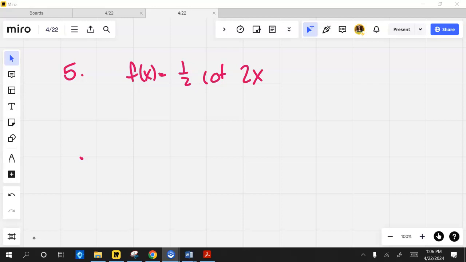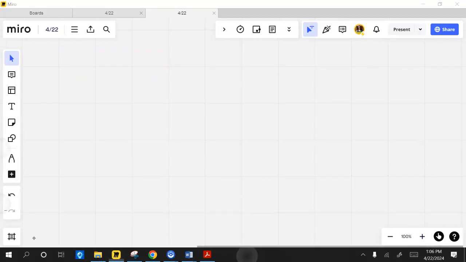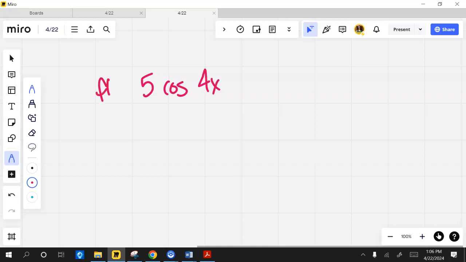Okay, number 1. 5 cosine 4x. That means my amplitude is what? 5. And my period is, okay, so it's 2 pi divided by 4, which is pi over 2. Yes? All right. Is everybody with me?